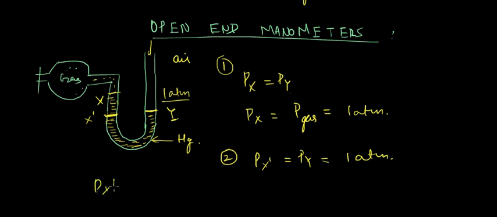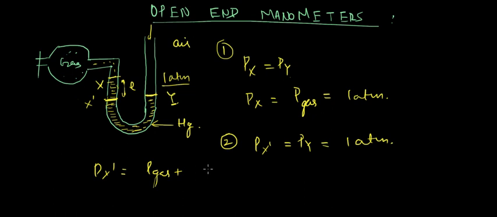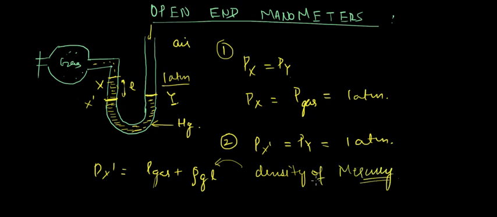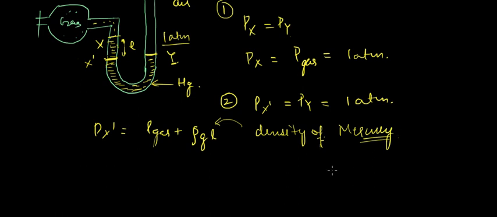And we also know that p of x dash is p of gas plus this height L of the mercury raised here. So this would be equal to rho g L, where rho is the density of mercury. And how is this rho g L term coming into the picture?